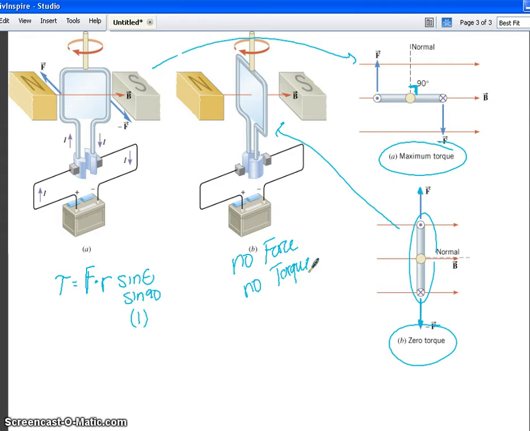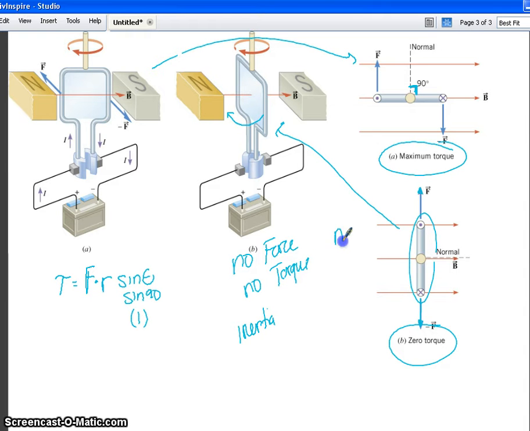But the reality is here, this will continue to rotate. Why? Because the force provided in this section right here will carry out through this one, and this loop will have some inertia, and its inertia will carry it forward. It'll keep rotating until it hits this position again, and it'll continue to go.